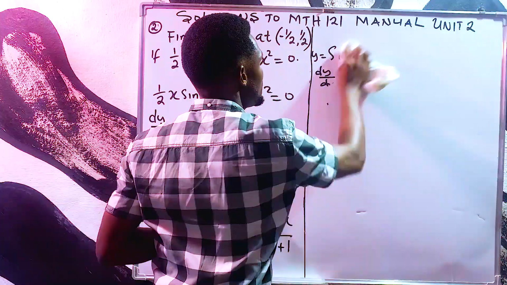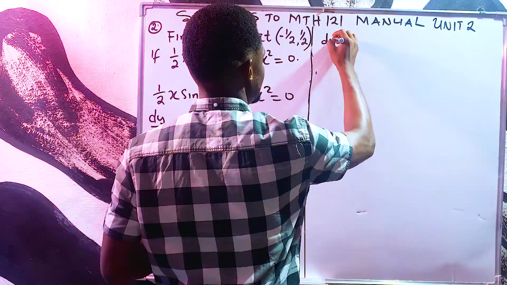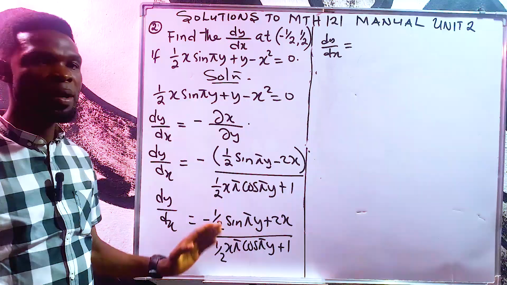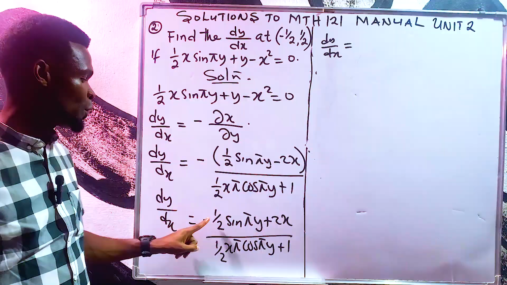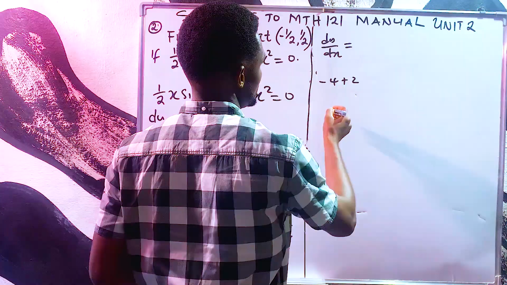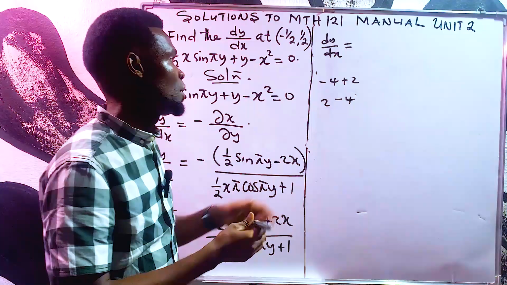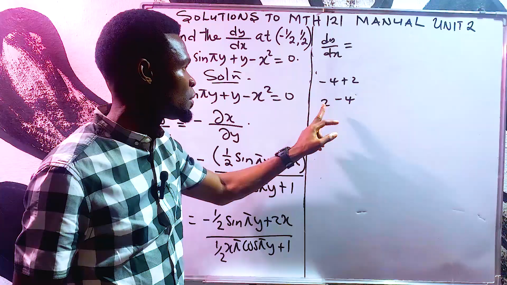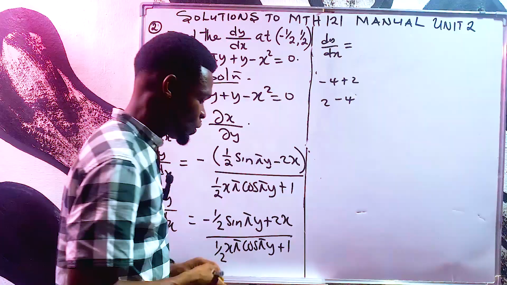Okay, so from there now, we can say dy dx is equals to, you know, in mathematics, anytime you have negative and positive, you can always write positive first before you write negative. For instance, if I say minus 4 plus 2, it's the same thing as saying 2 minus 4. Minus 4 plus 2 is minus 2. And if I write the positive first, which is 2, then before I write minus 4, the answer is still minus 2. So they are the same.